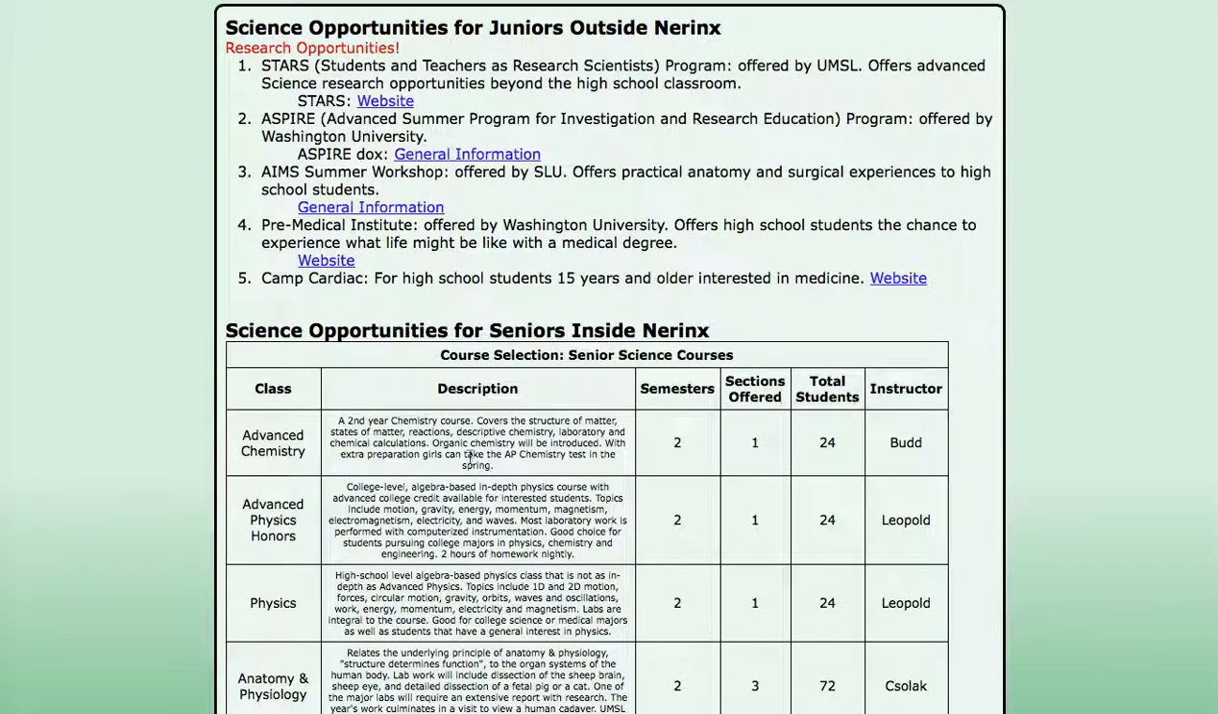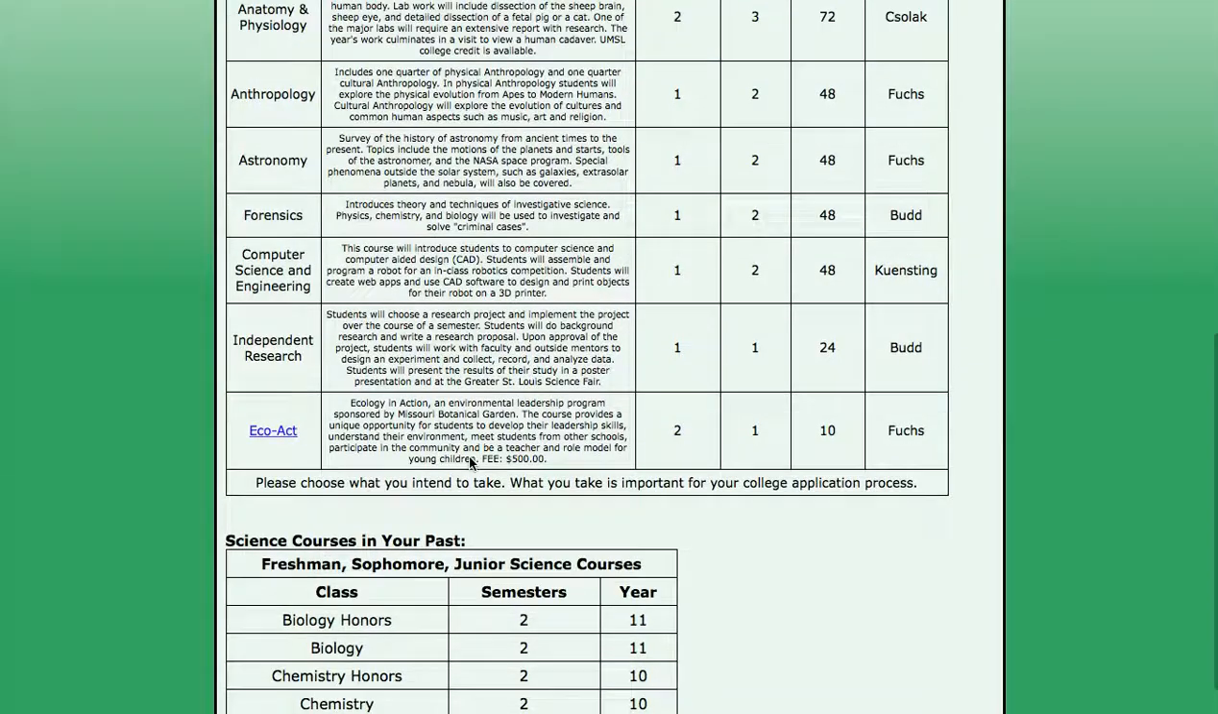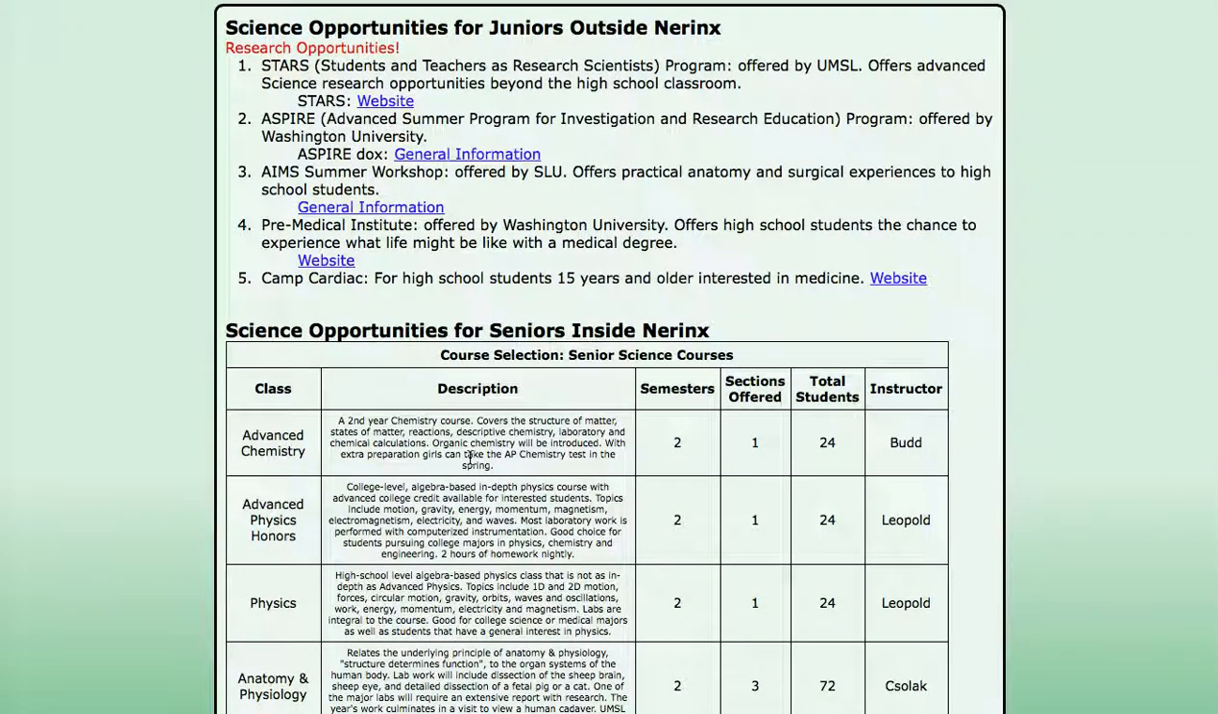This link here for science courses talks about all the courses we offer at NARINX throughout your 4 years from freshman through senior.